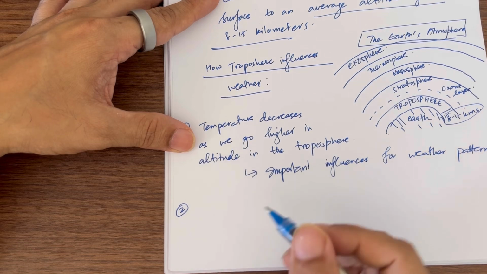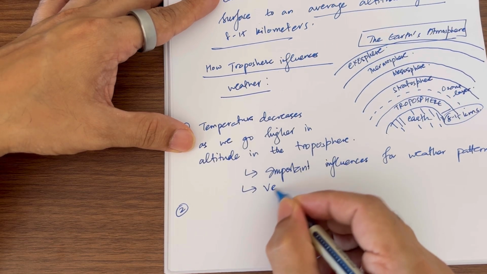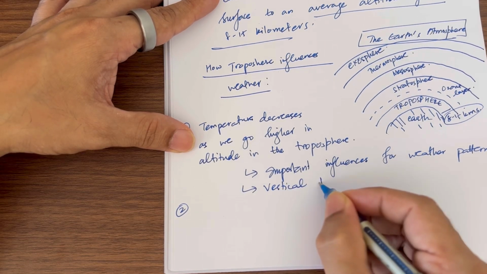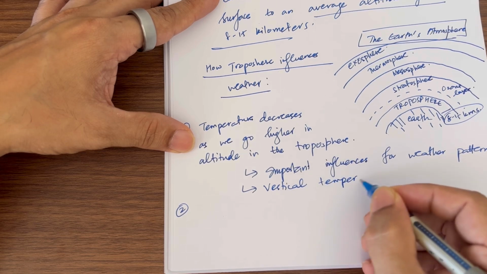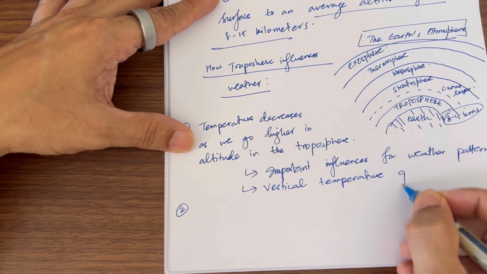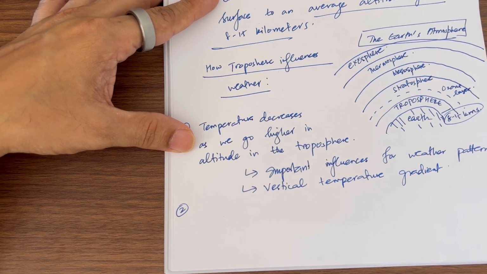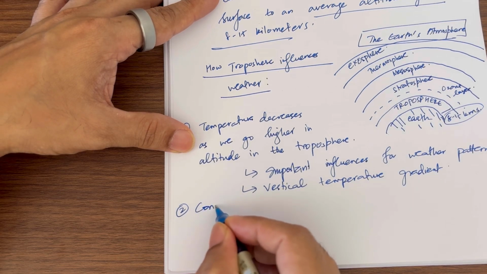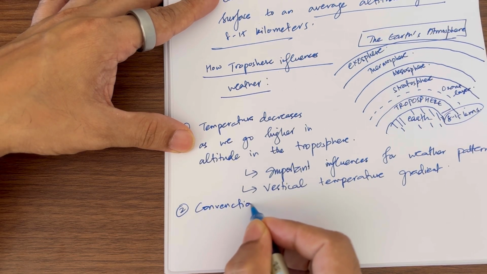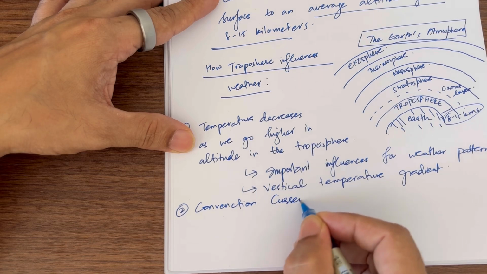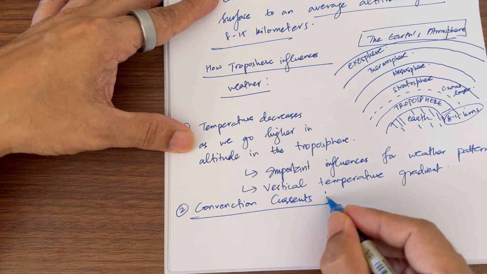So vertical temperature gradient. Because if you are higher on the land mass, obviously then the temperature is lower, and as the sun provides heat, then it is radiated back into the atmosphere, but it is decreasing here. Then there is a presence of the convection currents in this particular layer, which are important for determining weather.